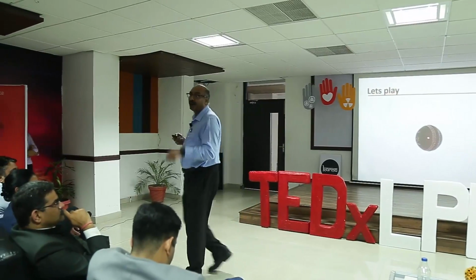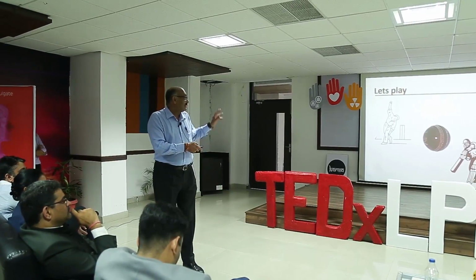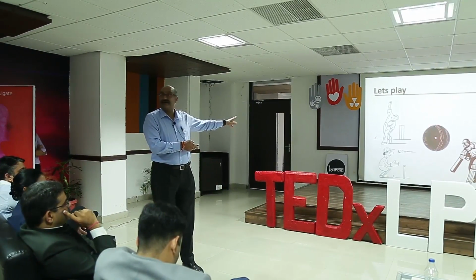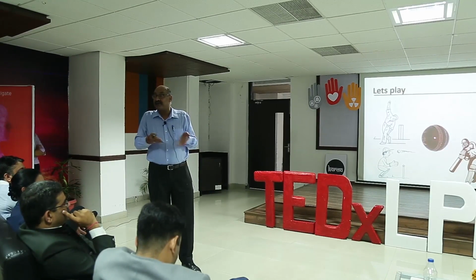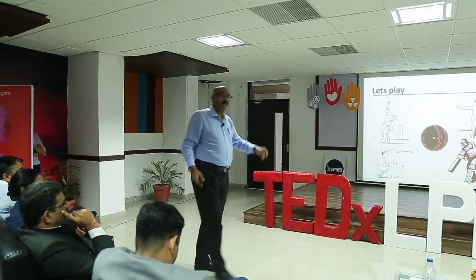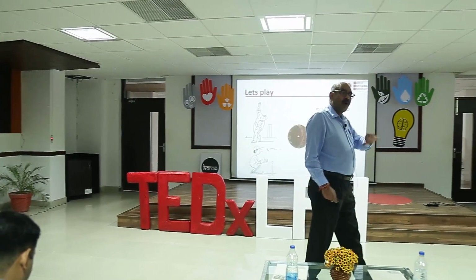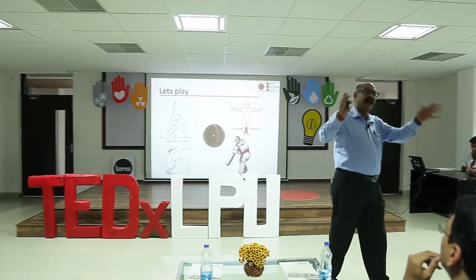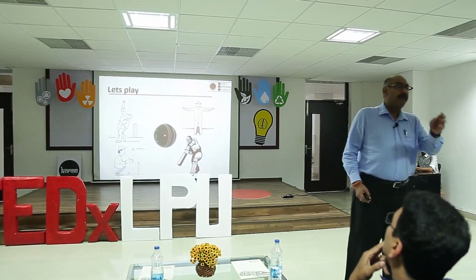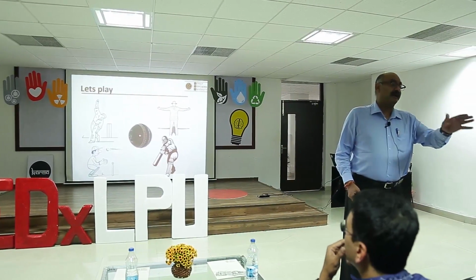When you see a cricket match, there's a bowler, there is a batsman, there's a fielder, maybe a wicket-keeper, and there is somebody called an umpire.